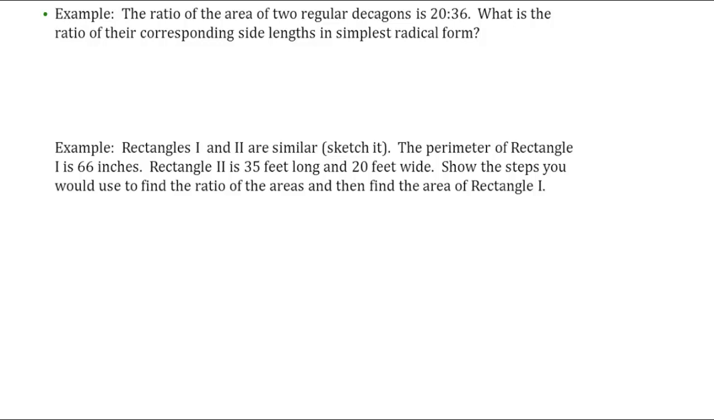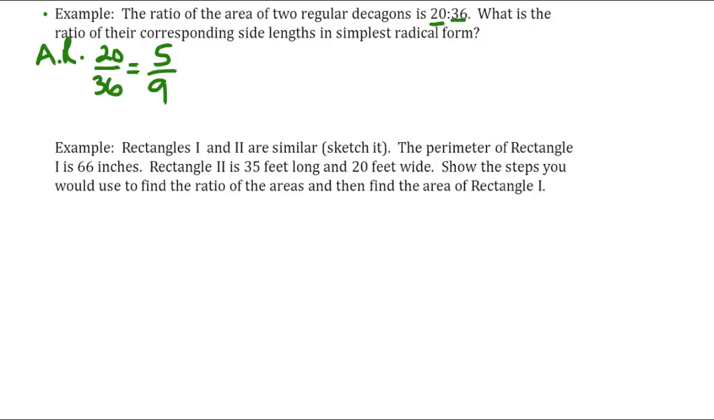The ratio of the areas of two regular decagons is 20 to 36. So that's the area ratio, 20 over 36. Now remember, the first thing you want to do when you write a fraction is to reduce that fraction. And so this fraction is going to reduce to 5 over 9. I can take a factor of 4 out of the top and out of the bottom. So my area ratio is now 5 to 9.